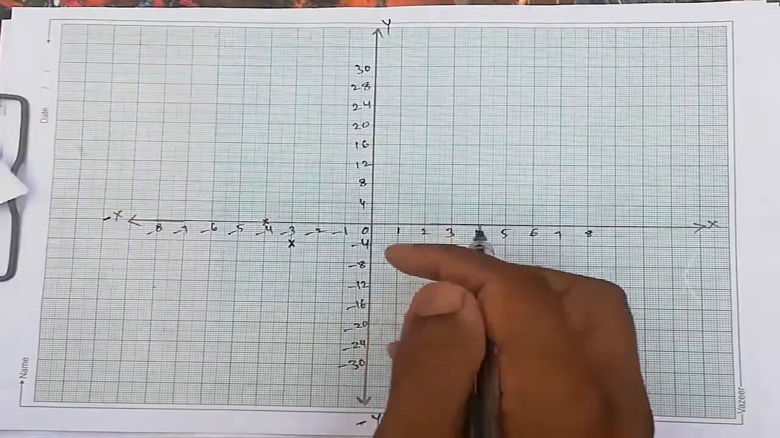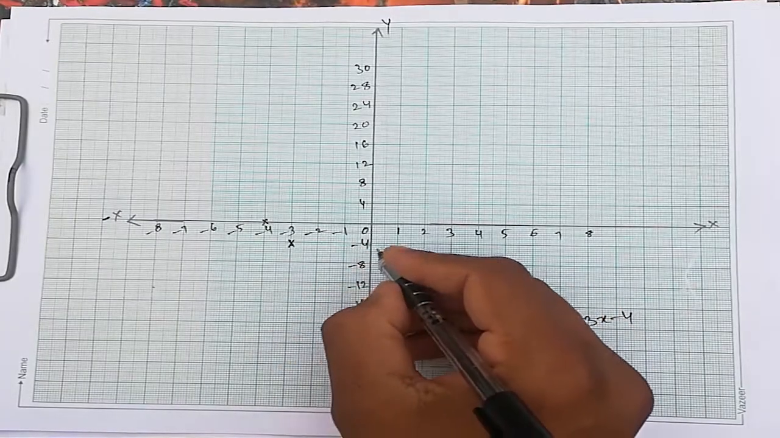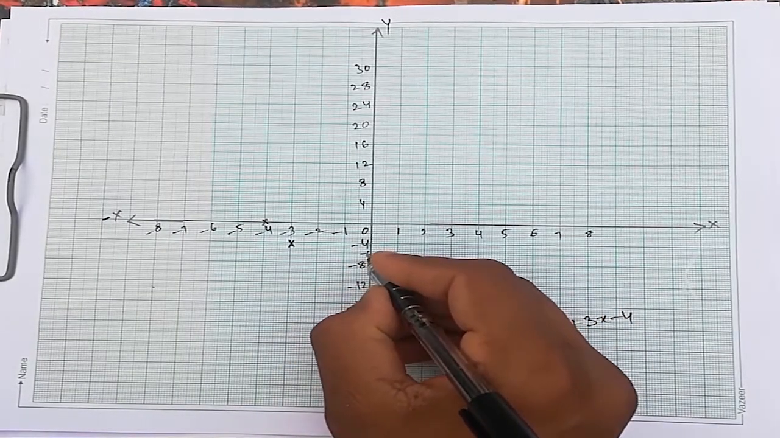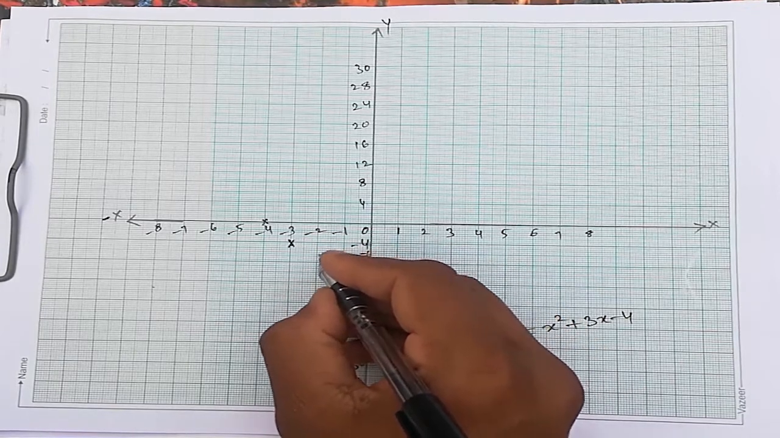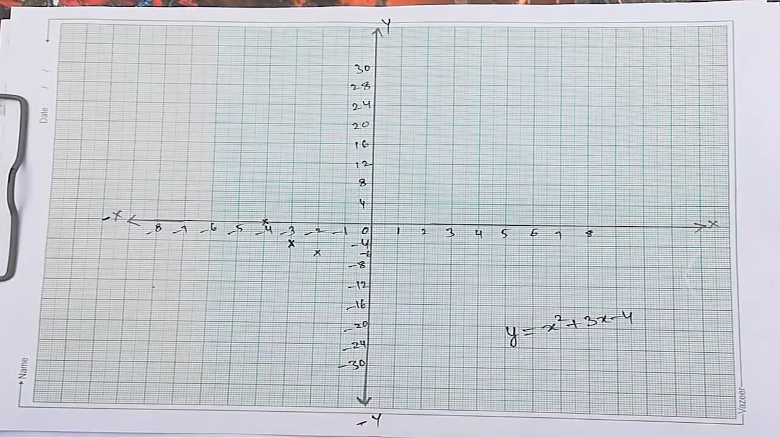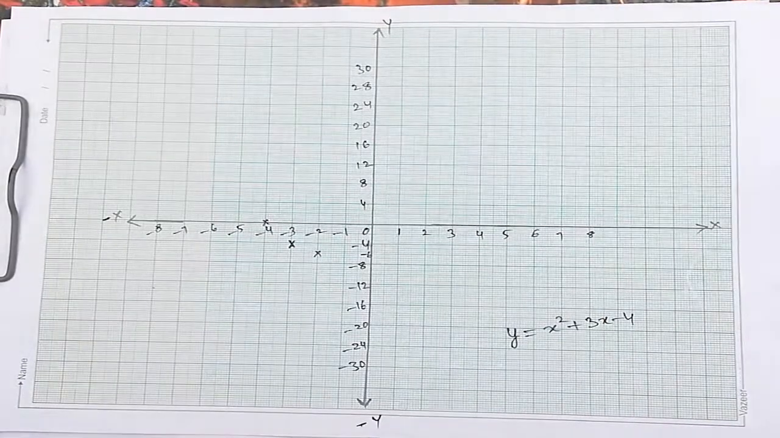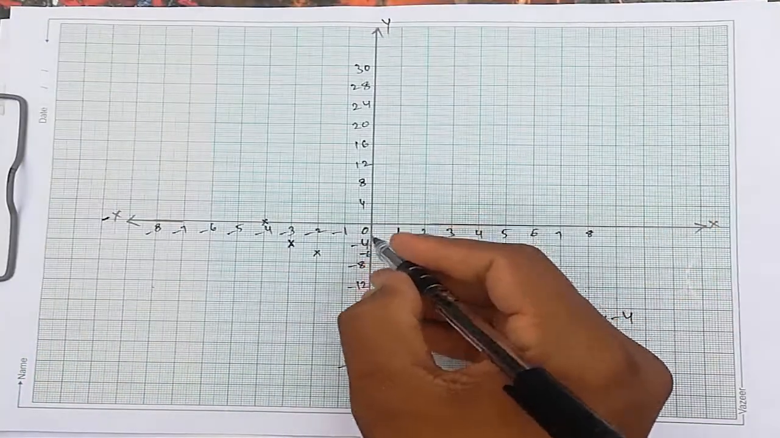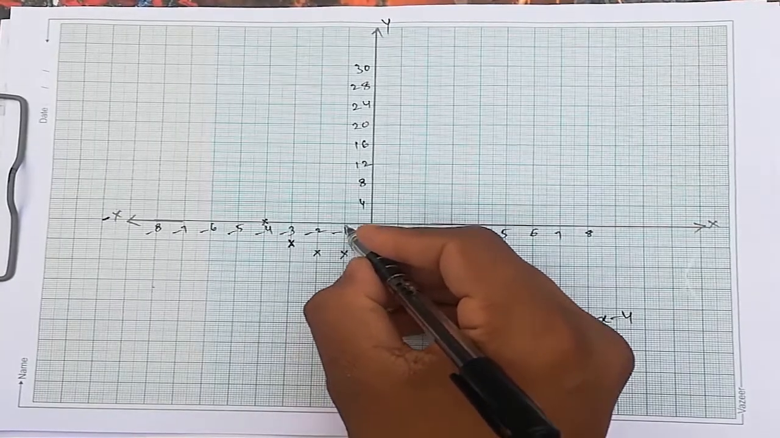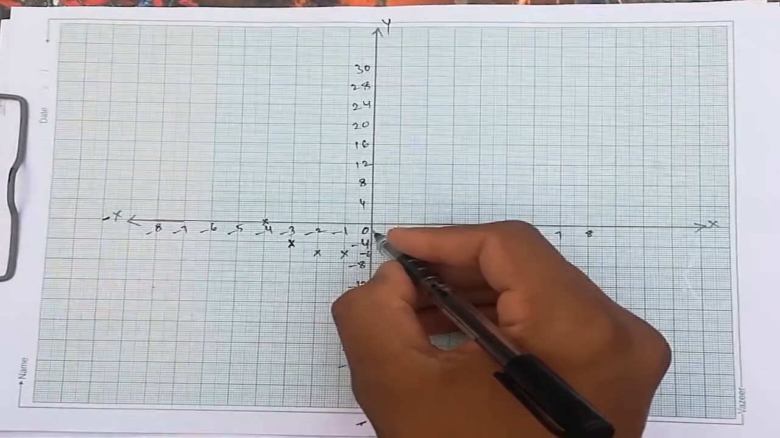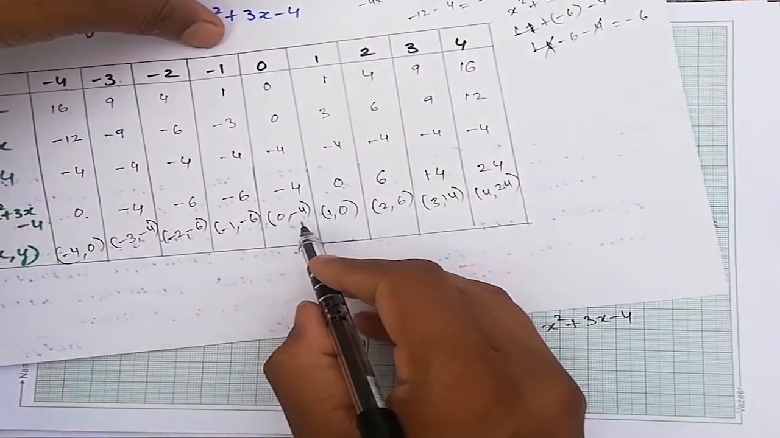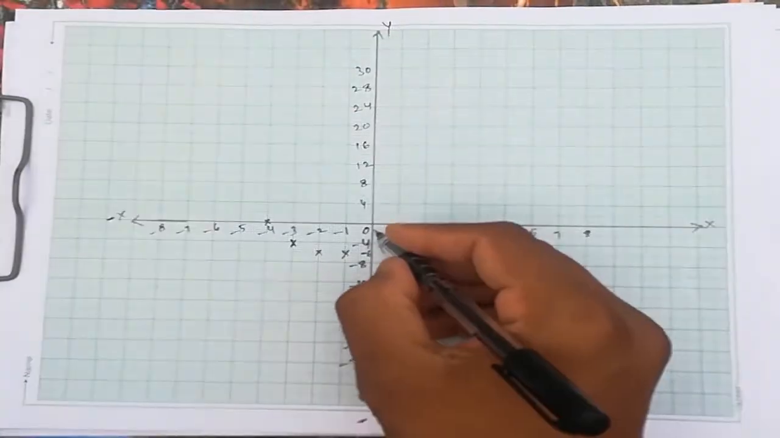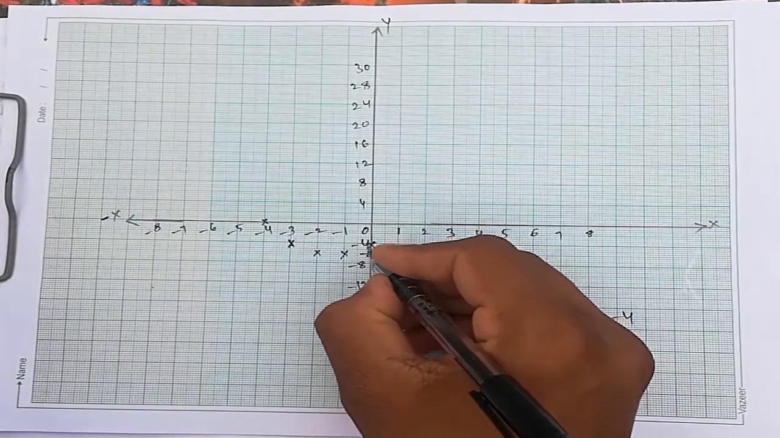Then the third value is minus 2 and minus 6. So for minus 2, minus 6 means in between 4 and 8. So minus 2 here and minus 6 this one. So this is minus 2 and minus 6. Then for the minus 1 value, what do we have? For minus 1 we have minus 6, again minus 6. So minus 1 this one, and this is minus 6. On 0 we have minus 4 value. So for 0, minus 4 means on the axis.